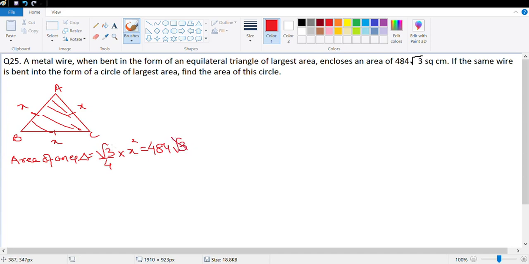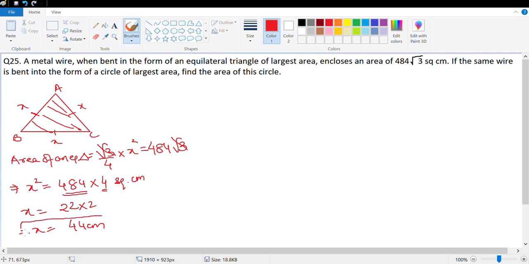So root 3 and root 3 get cancelled, which means x square is equal to 484 into 4 square centimeter, which means x would be equal to square root of this. 484 is 22 square. The square root of 484 is 22. Square root of 4 is 2. Therefore, x is equal to 44 centimeter. So each side of this equilateral triangle is 44 centimeter.